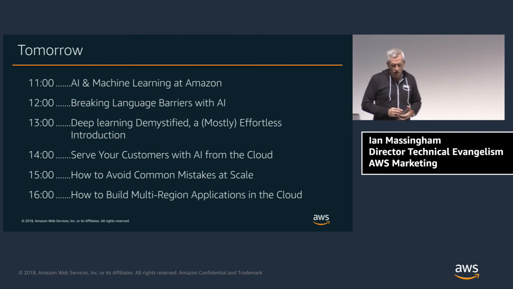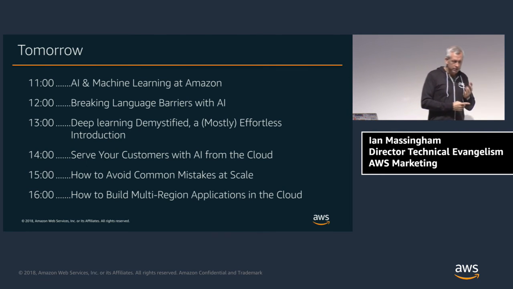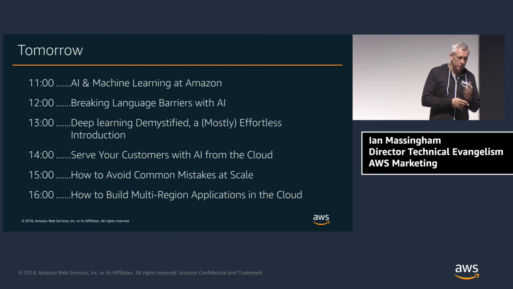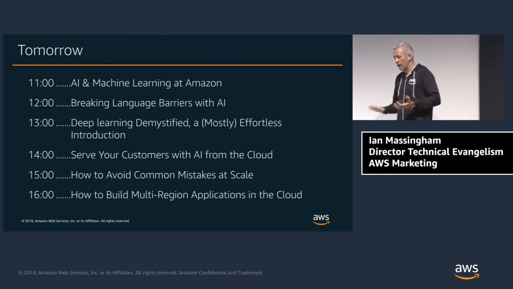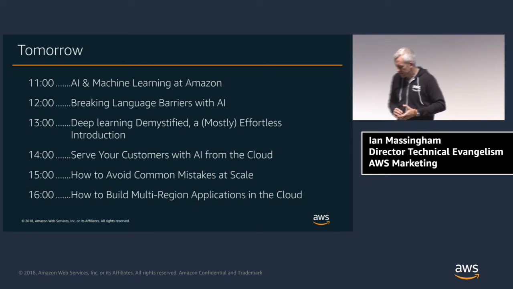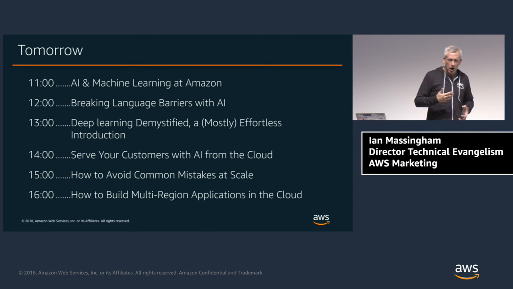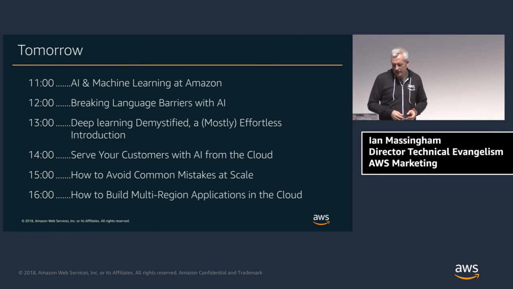Then we'll do more on AI in the course of the day. Deep learning demystified. So what are neural networks? How can you put them to use in order to build artificial intelligence features within your apps? We'll talk about chatbots and AI. I'll be up at 2 for that. Scalability and multi-region operations are topics that we will tackle at the end of the day tomorrow.